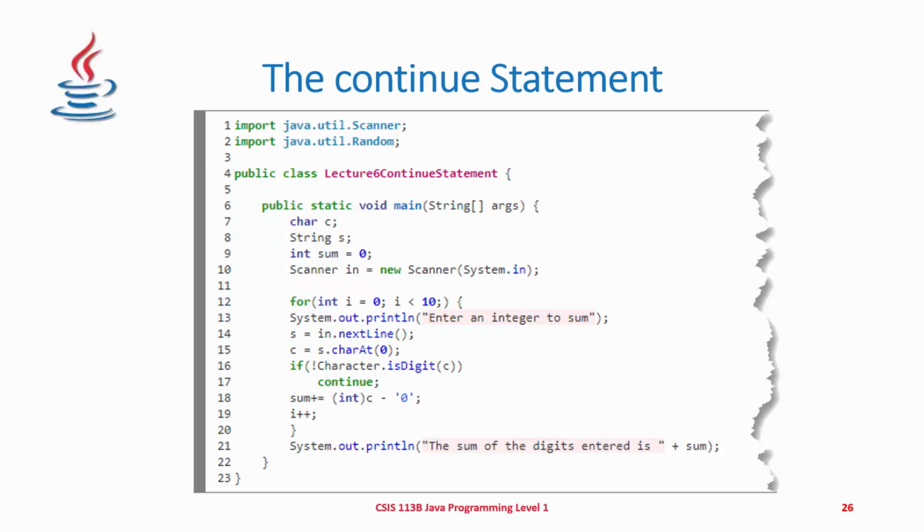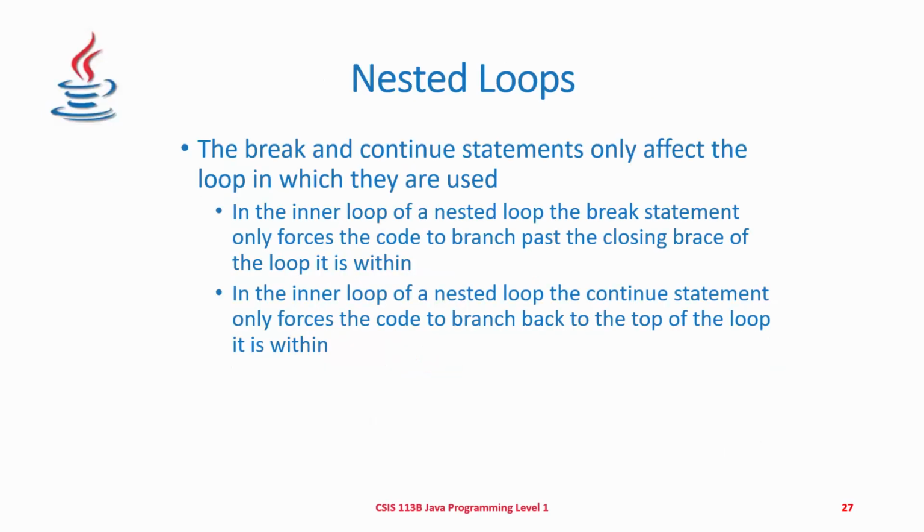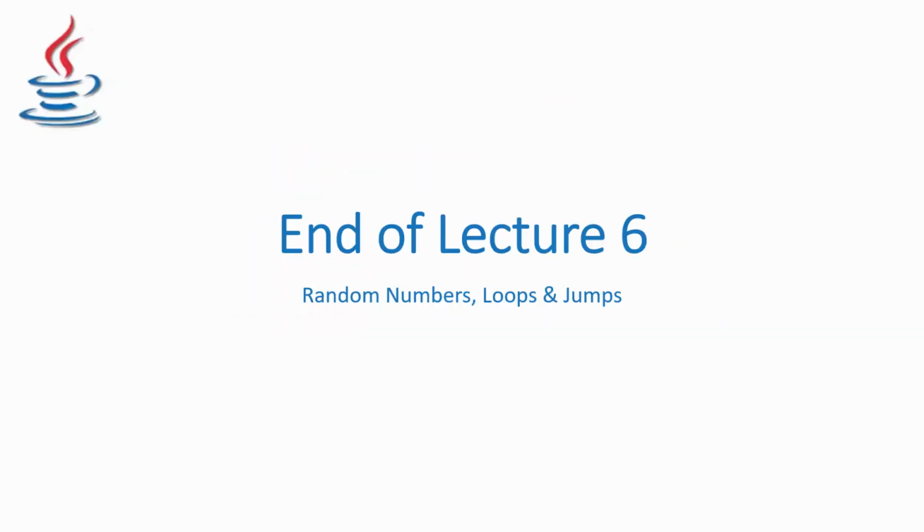Now, as far as nested loops go, the break and the continue statements will only affect the loop in which they are being used. So remember, a nested loop is one loop inside of another. If in the inner loop of a nested loop the break statement occurs, then it only forces the code to branch past the closing brace of the loop that it's within. So it would exit the nested loop, but it would go back to the outer loop. And that's the end of Lecture 6.